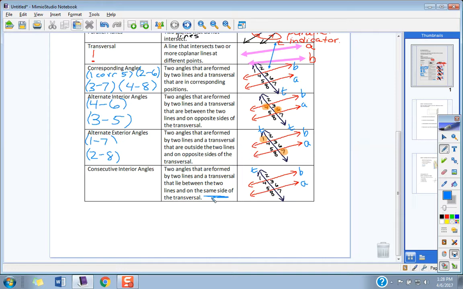So, anybody have a guess on consecutive interior angles here, Maddie B? 4 and 5, yep. These are interior. Plus they're on the same side right there. So 4 and 5, same side would be consecutive interior. What's the other pair quickly, kids? 3 and 6. Okay.